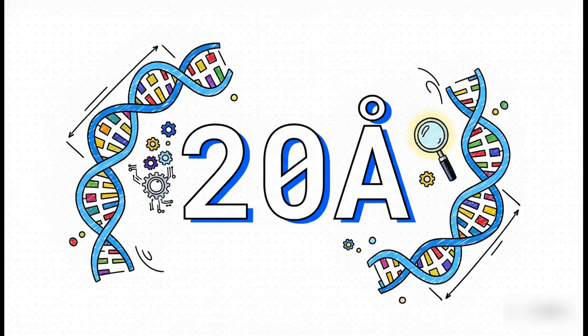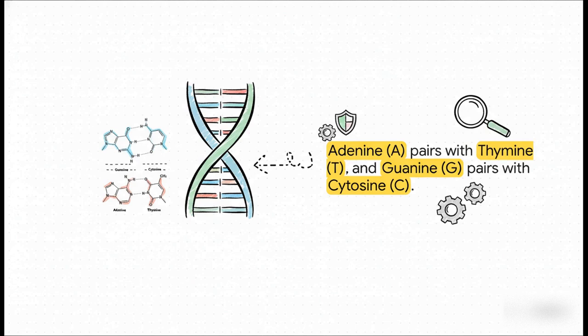And finally, the diameter of the helix is also perfectly consistent. It's a uniform 20 angstroms wide. This amazing regularity is what allows DNA to store information so reliably for so long, and it's all held together by one simple, beautiful rule. And here it is, the secret sauce.